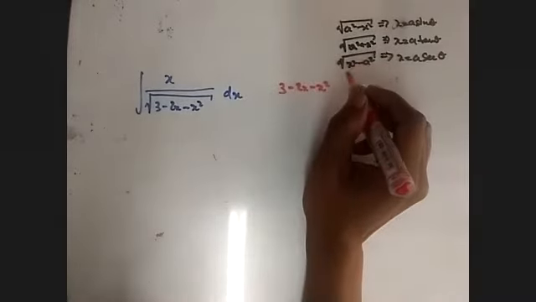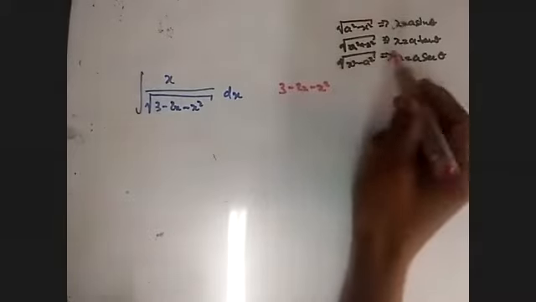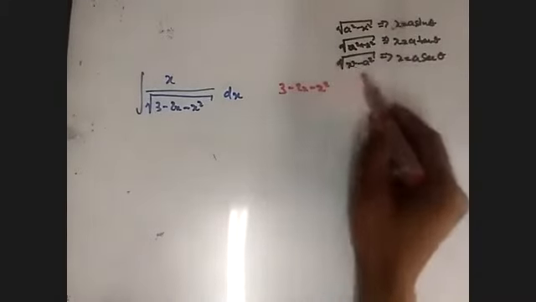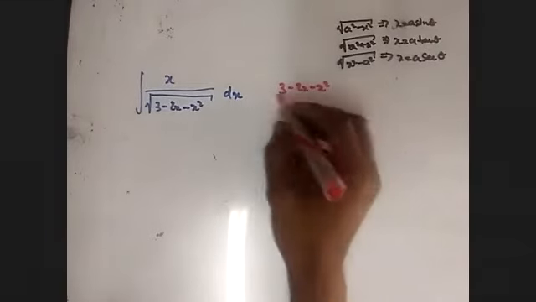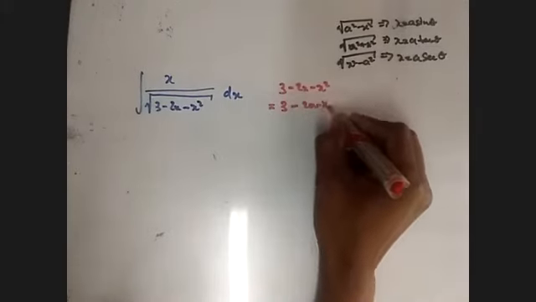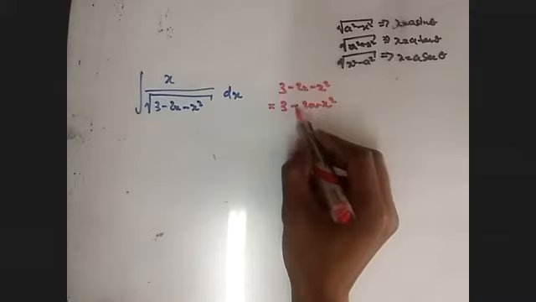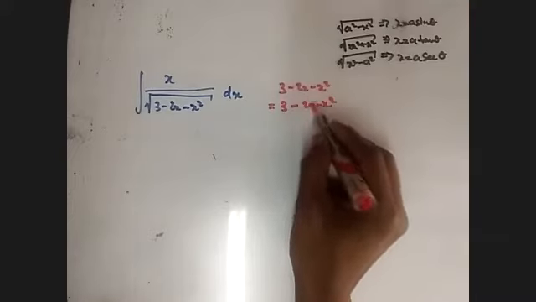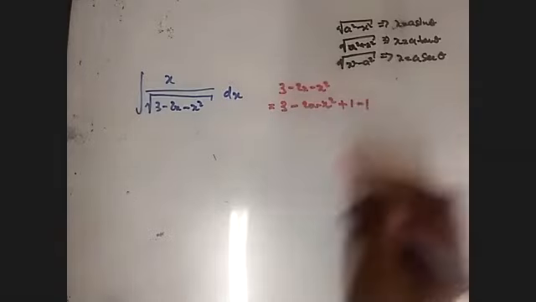I don't need to simplify it any further. I just need it to satisfy one of these 3 conditions. Let me do this. Let me have 3 minus 2x minus x squared, and then let me take half of the coefficient of x, which is 1, and 1 squared is just 1, and subtract that 1.